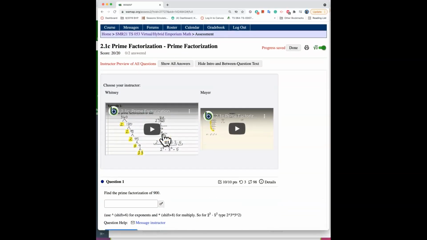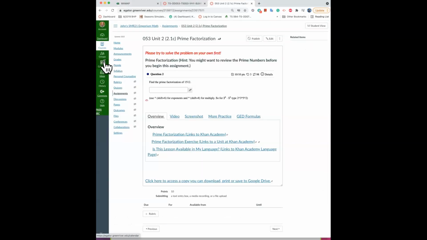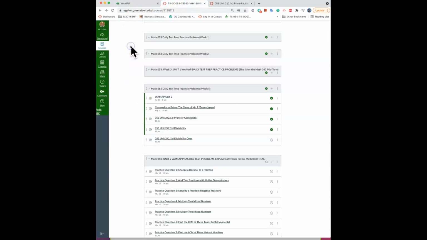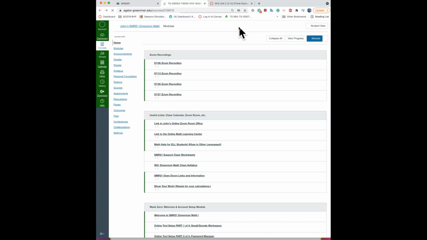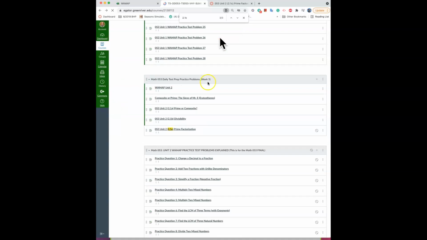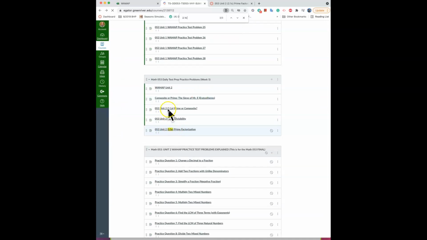If you are struggling with this, you can take this 2.1c and go back to Canvas and search for 2.1c, and make sure your page is up to date. And here it is. So this is one way to try to solve your problems.